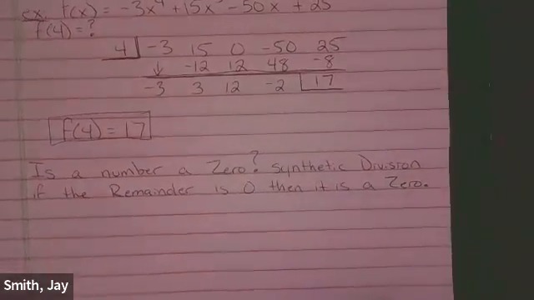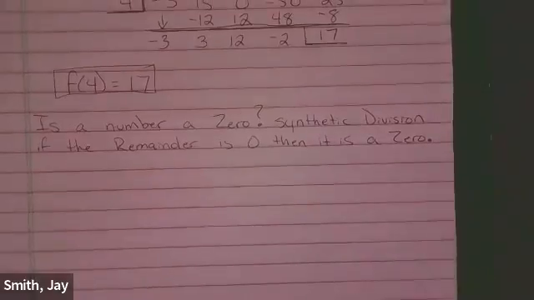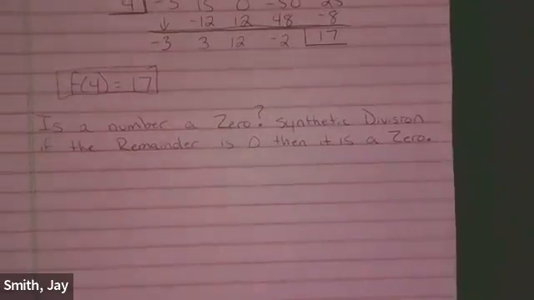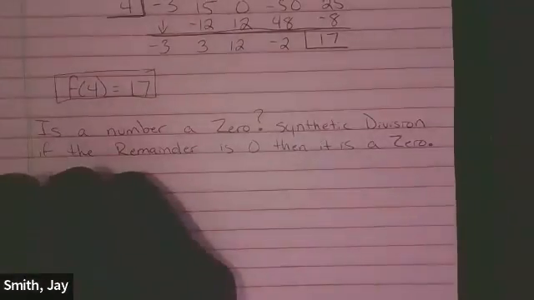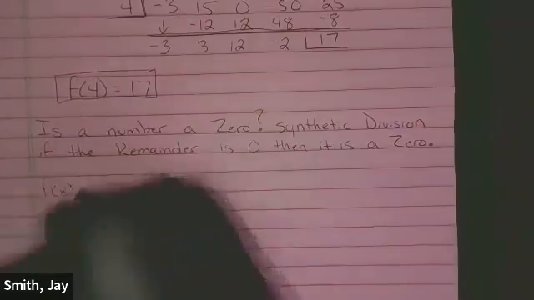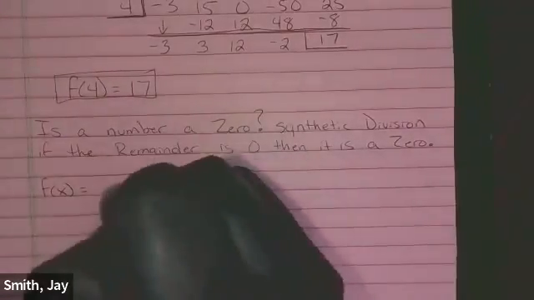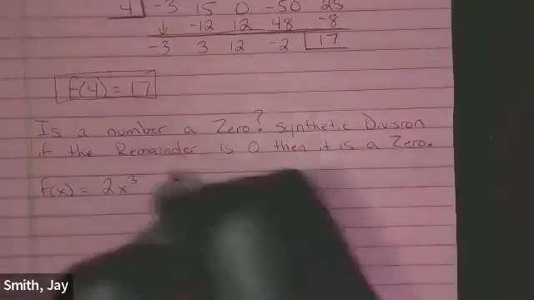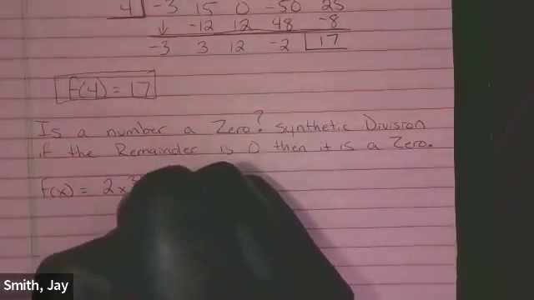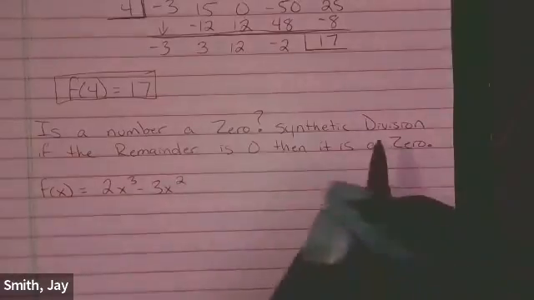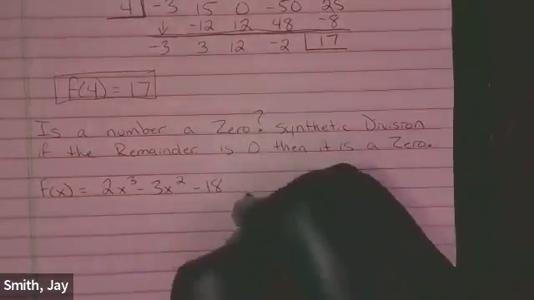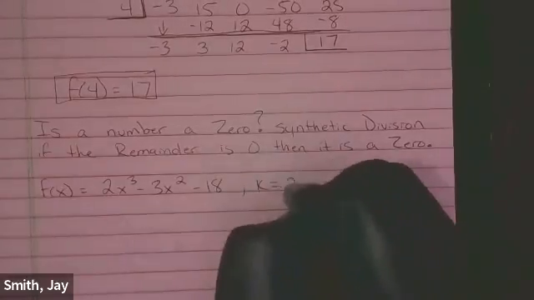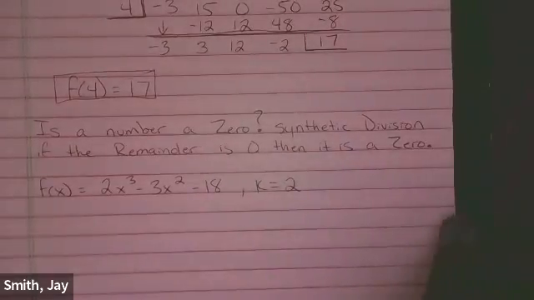All right. So the way we can tell if a number is a zero for a certain polynomial is if the remainder of the synthetic division is 0 itself. Hence the name. That's why we call it a zero. So if we're given the function f of x is equal to 2x cubed minus 3x squared minus 18, and we're trying to see if k equals 2 is a zero.